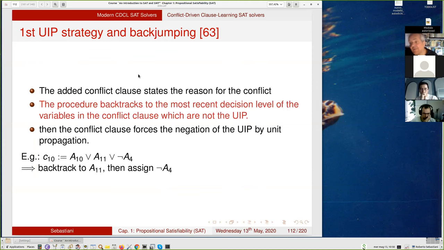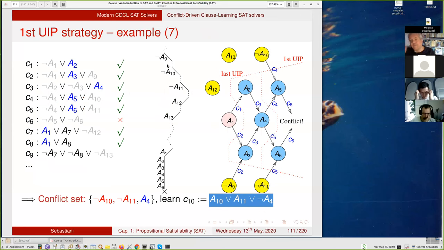The reason for that is, first, there are two different aspects here. First is the idea: jump back to the highest point where you would have done something different, if only I had known that. Why the first UIP rather than A1? Well, there are reasons for doing that, but why can you do that? Substantially here, you pretend you have decided A4 rather than A1. We have already seen that a UIP is such that if you had decided A4 rather than A1 here, you would have caused a failure on the very same clause.